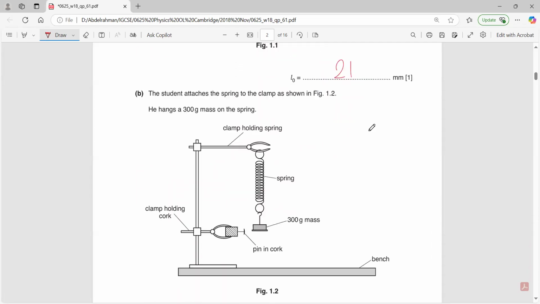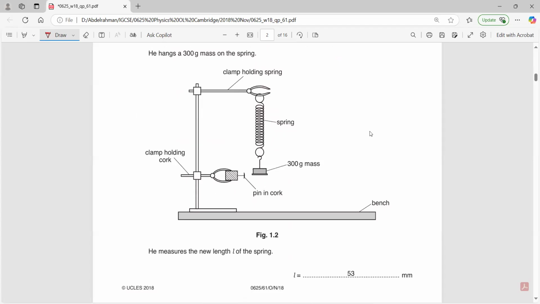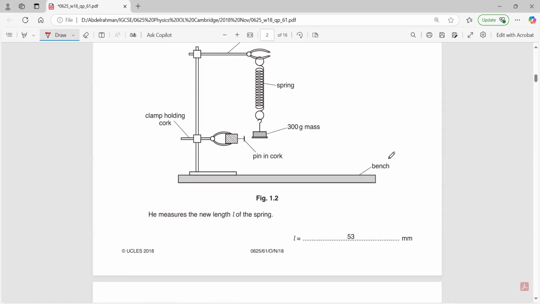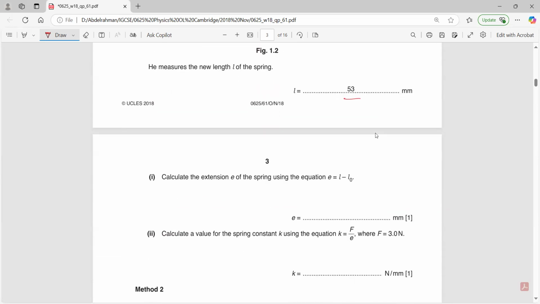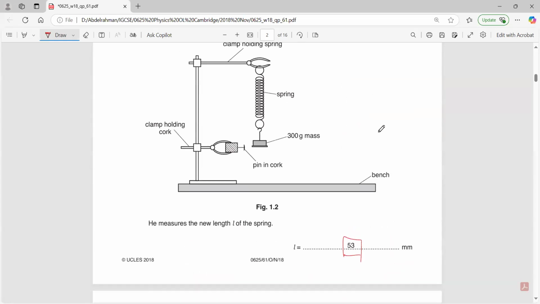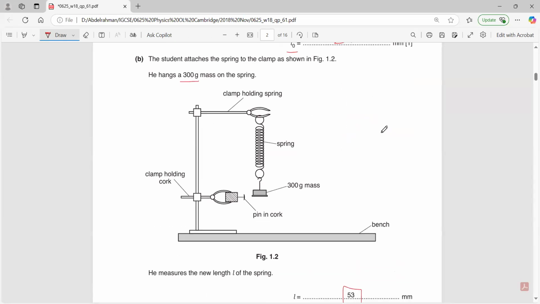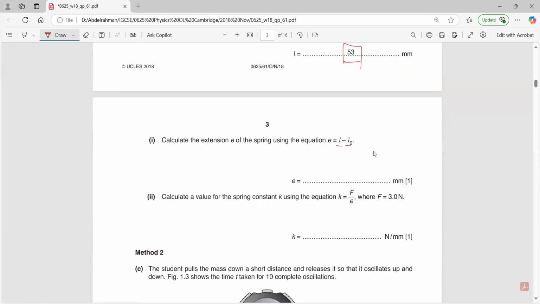21 millimeters. Now he added a mass of 300 grams to the spring. What happens to the spring? It extends, and the new length is 53 millimeters. Can you find the extension? Yes, extension is L minus L naught. L is 53 and L naught is 21. So 53 minus 21 is 32 millimeters. This is the extension E.